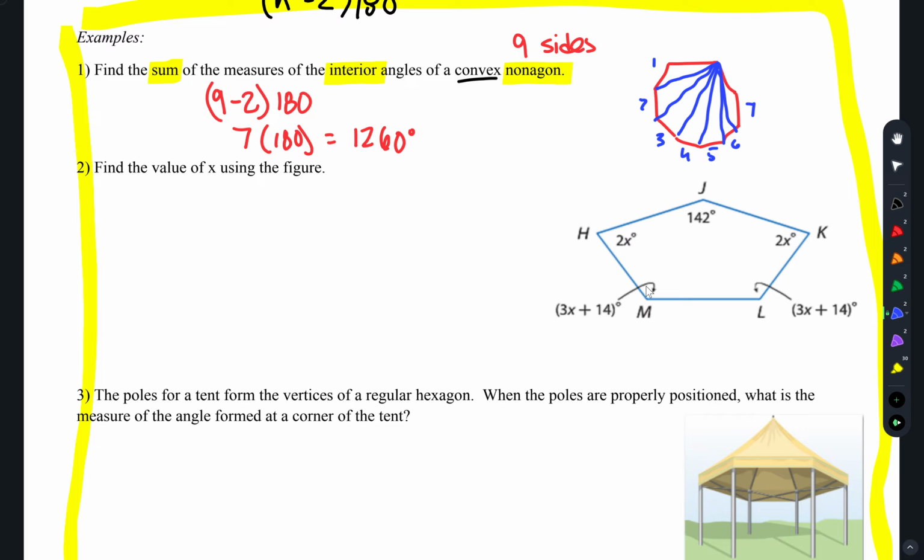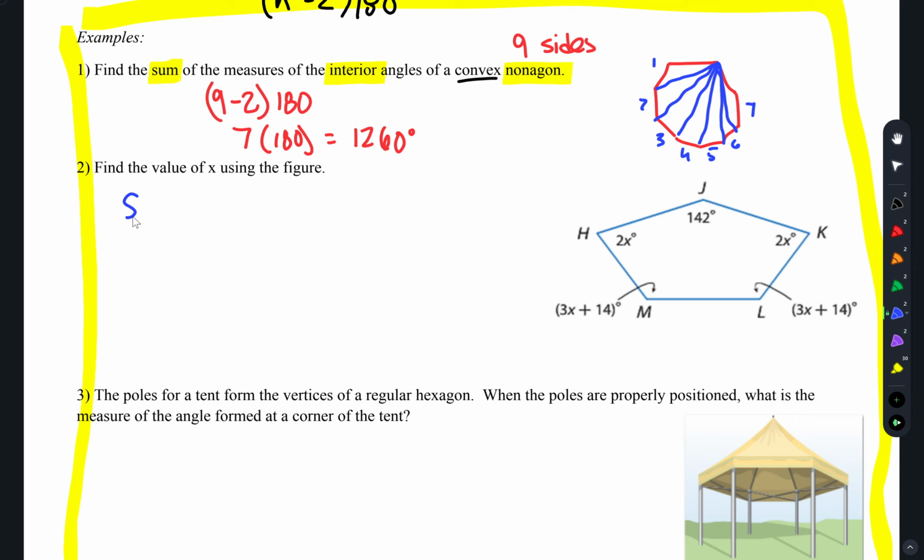All right, find the value of x using the figure. This is not a regular polygon. It does not say that all of the angles are the same, so we cannot set angles equal to each other to figure this out. The way that we're going to do it is we're going to add all of my angles together to get whatever the sum of my shape is. Now, this is a pentagon, 5 sides, right? We can count 5. So I need to figure out what's the sum, and then I need to add all those angles together to get that sum.